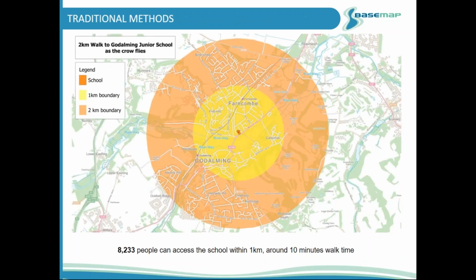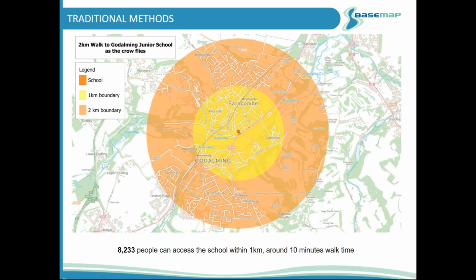Looking at how some councils used to do it, and we'll touch upon this later on, is a straight line approach. Here is a map showing Godalming. We've got the location of a primary school, and we can model it either by time or by distance. We've done a 1 kilometre buffer, where everywhere that is yellow is 1 kilometre away from that primary school, and the orange is 2 kilometres away. We've tied in some census data showing that currently there are 8,233 people of total population, using the 2011 census, within that 10-minute walk time or 1 kilometre.